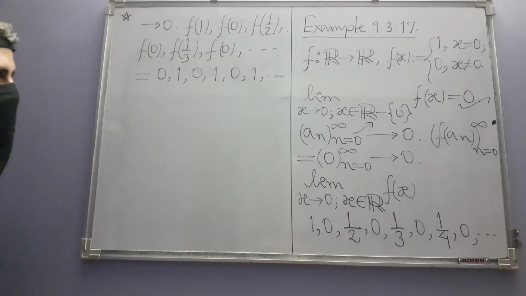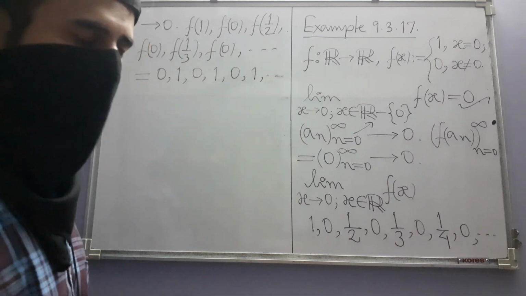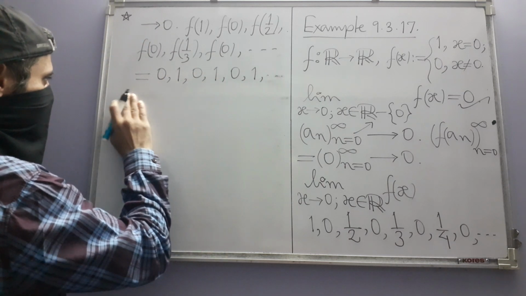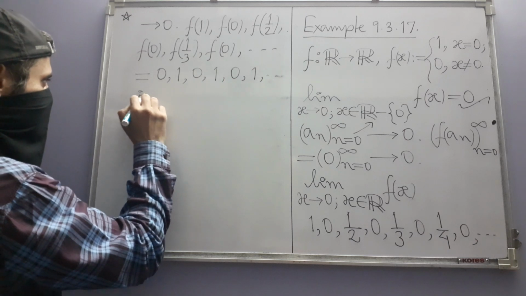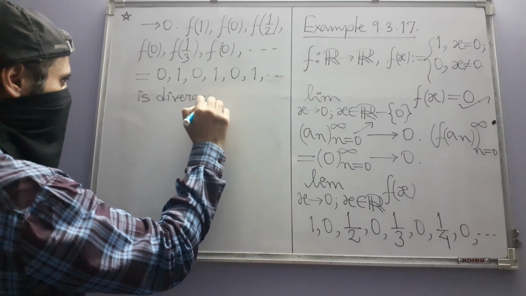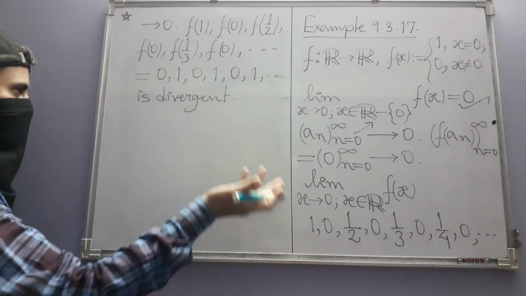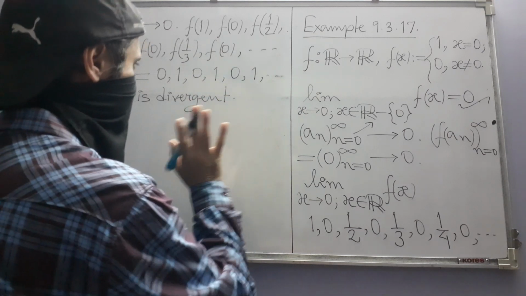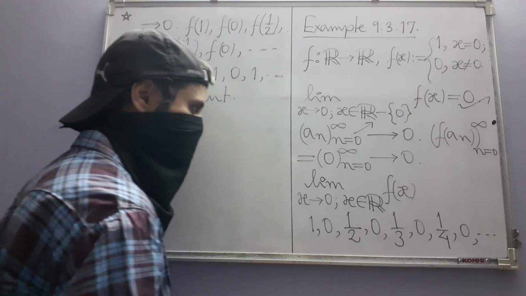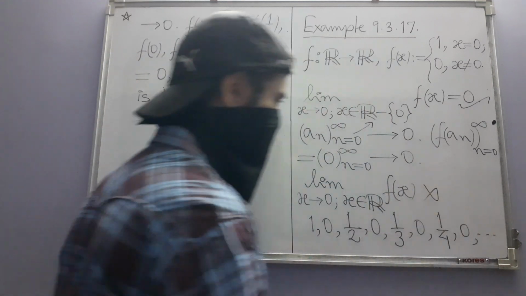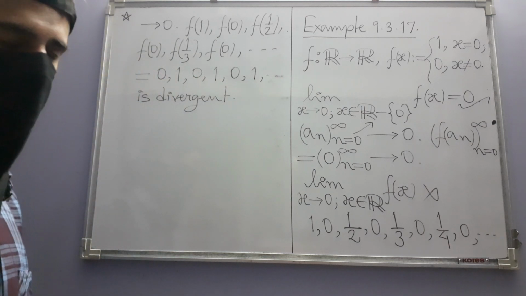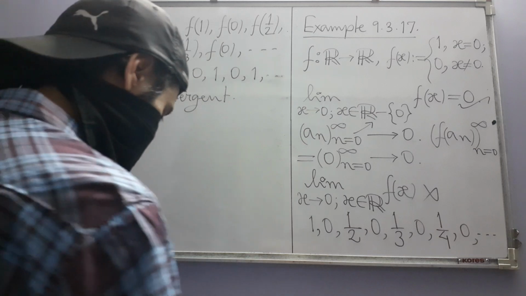This is an alternating sequence, and we already know that this sequence is divergent. It does not converge to anything because it's not a Cauchy sequence, so such reasons are there. So by proposition 9.3.9, this limit does not exist. Okay, so that way also we can conclude this.